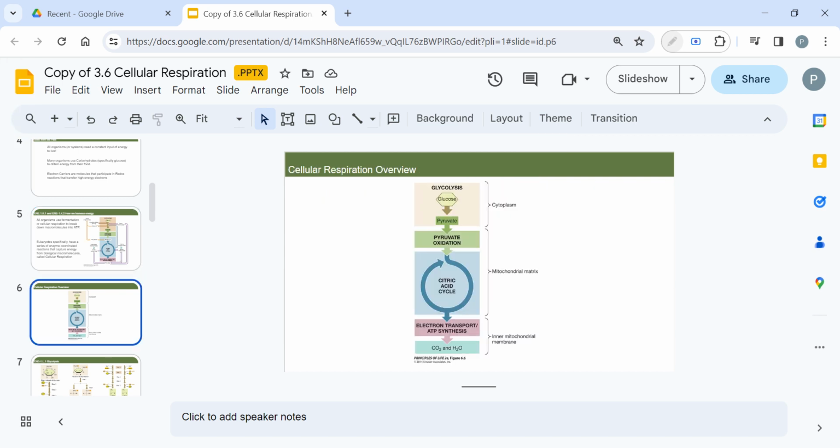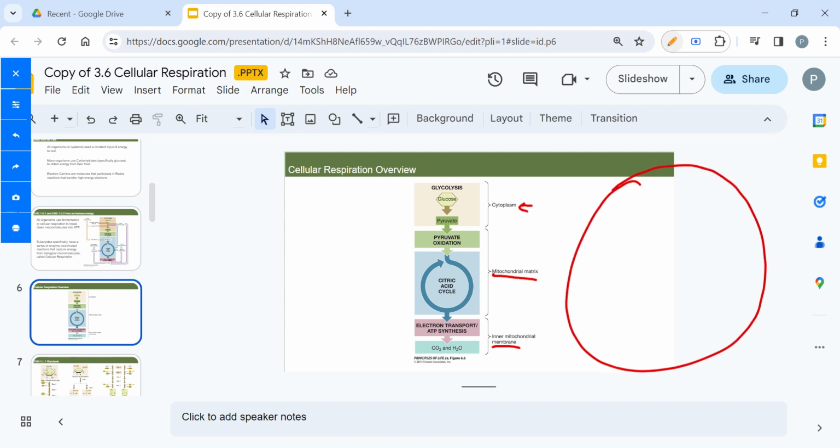Now, we're going to keep on going back into this. I would recommend that you grab this picture, or copy this flow chart down here, and I'll draw some stuff over here with you. In short, we have our cytoplasm right here, the mitochondrial matrix, and the inner mitochondrial membrane, right? So let's say that this is my cell right here, and here is my glucose molecule, right?